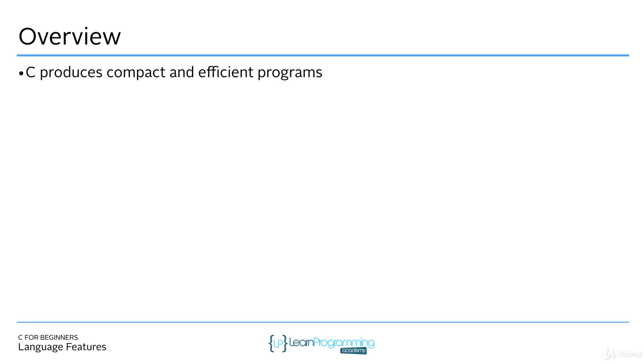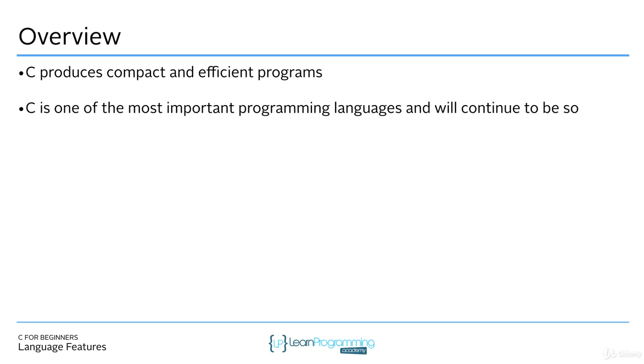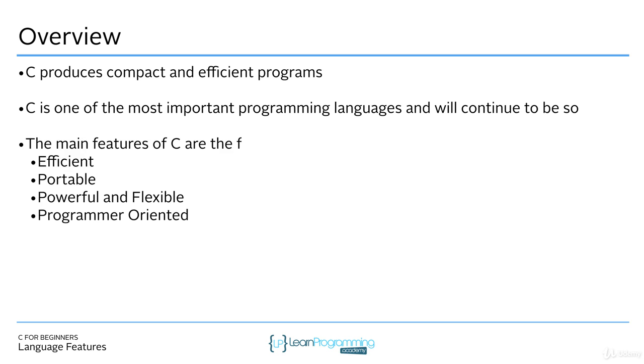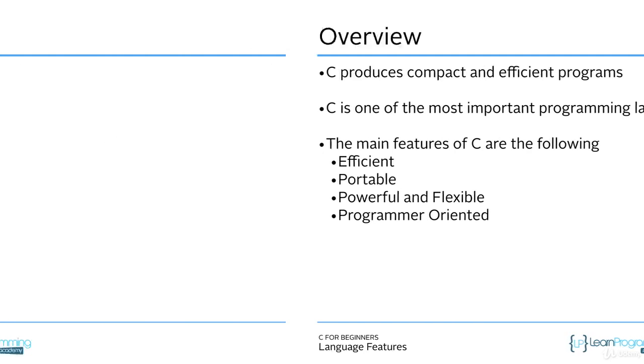That is a language feature, though. That's important. It's one of the most important programming languages and will continue to be so. We know all this, so I just, again, want to reiterate it. But the main features of the C language are that they're efficient, portable, powerful and flexible, and programmer-oriented. And we're going to cover these in more detail, what this means, but these are important characteristics of C. We need to understand them, again, in order to understand how to write the code in this language.